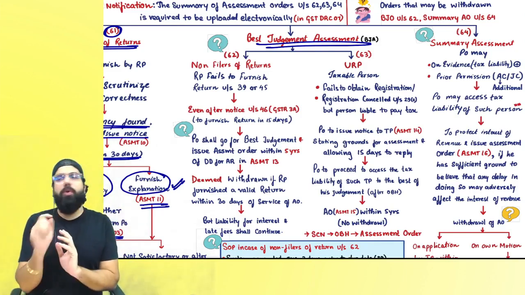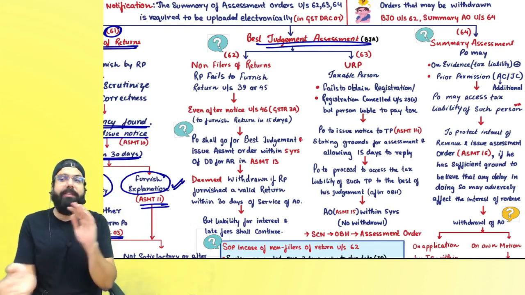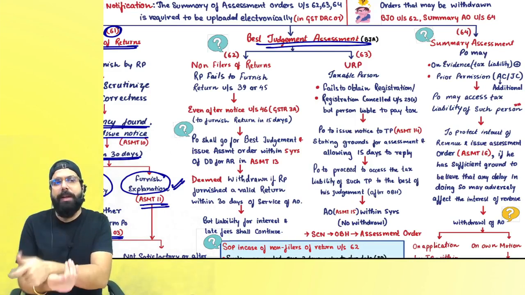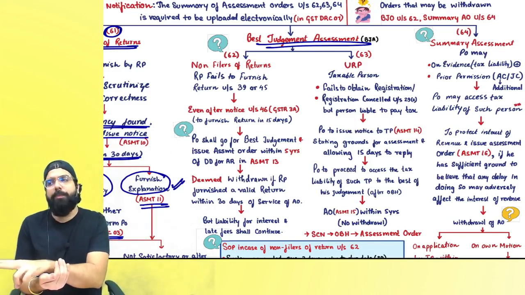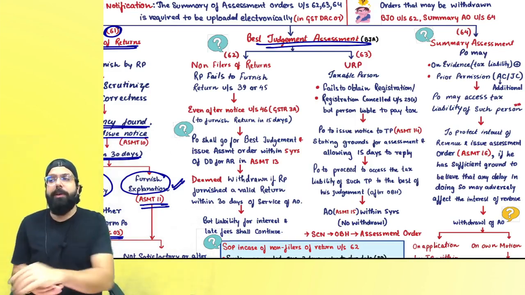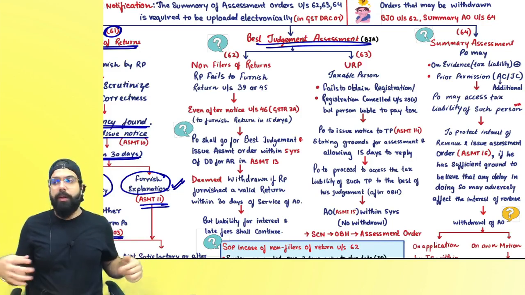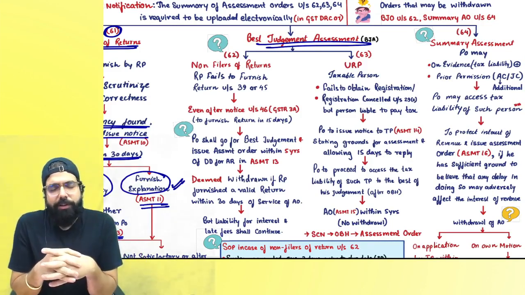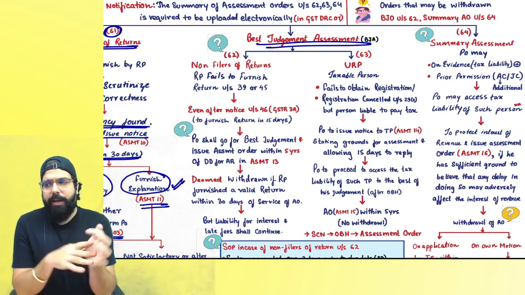Scrutiny of return: you file your return, the officer may check, and if he finds a discrepancy, he'll inform you, you make the payment, chapter closed, or you give an explanation, he likes your explanation, chapter closed, otherwise the officer will do audit, special audit, inspection, search, seizure, demand and recovery can happen.